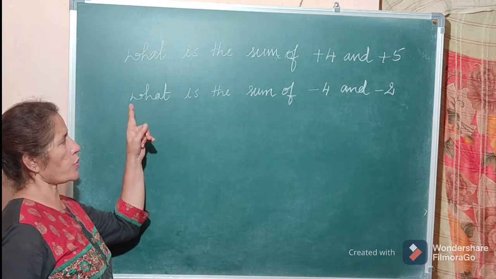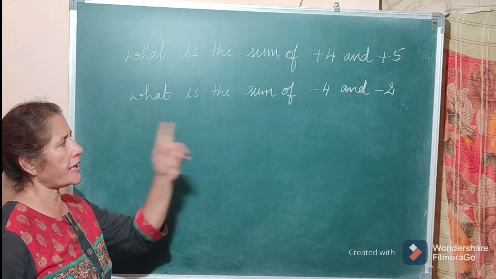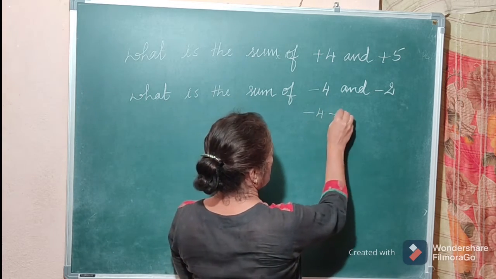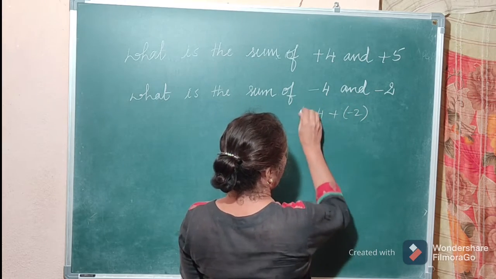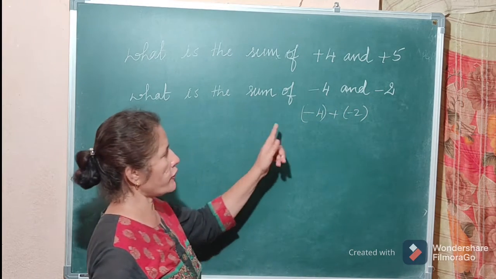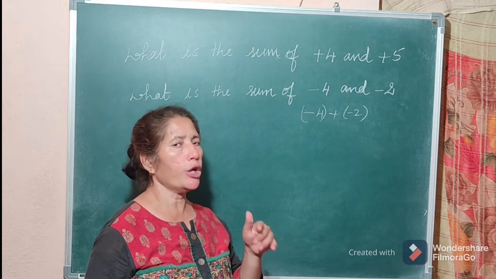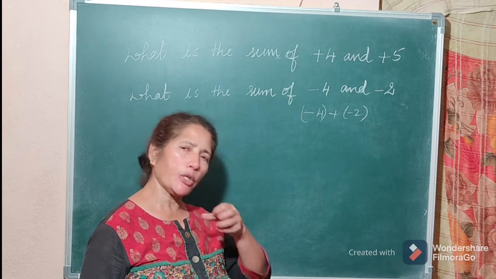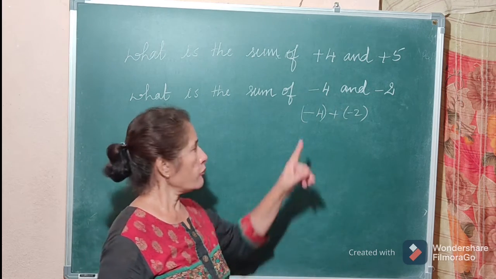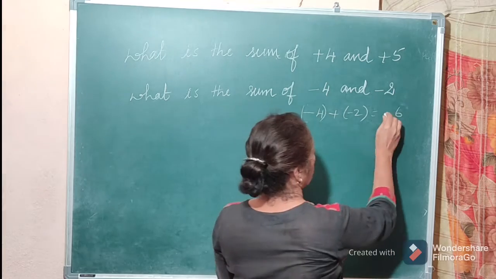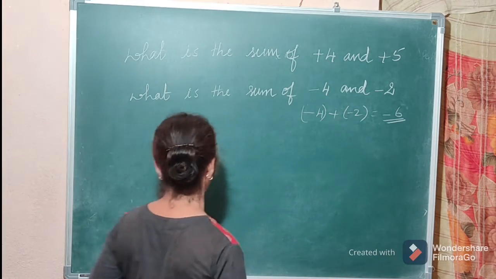The next question is, what is the sum of minus 4 and minus 2? Minus 4 plus minus 2. What did I tell you? When you add two negative numbers, you add 4 plus 2, 6. But both are negative, so put minus 6.